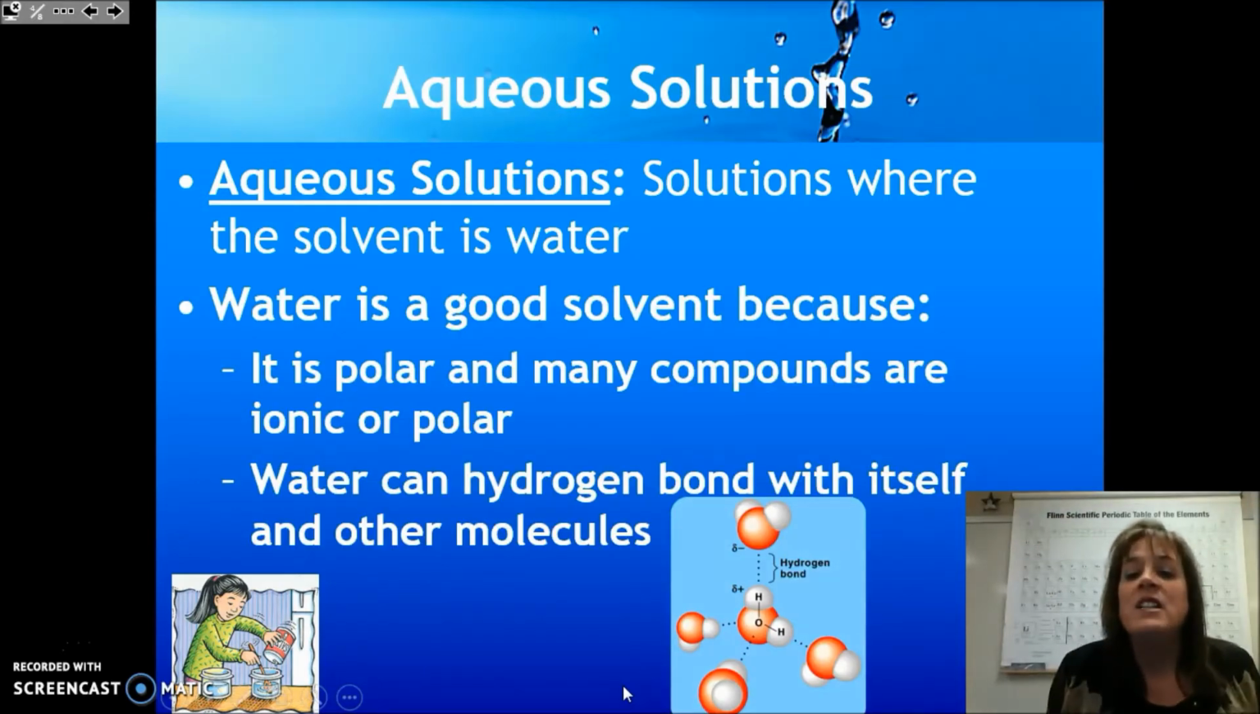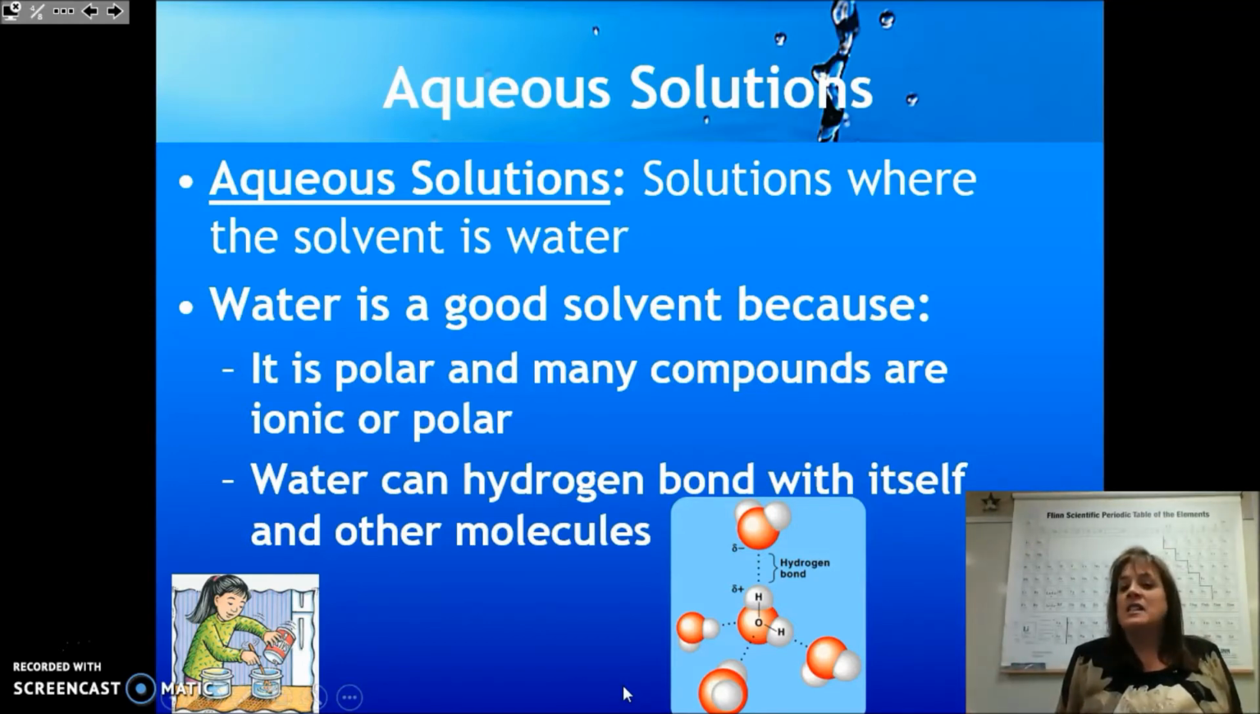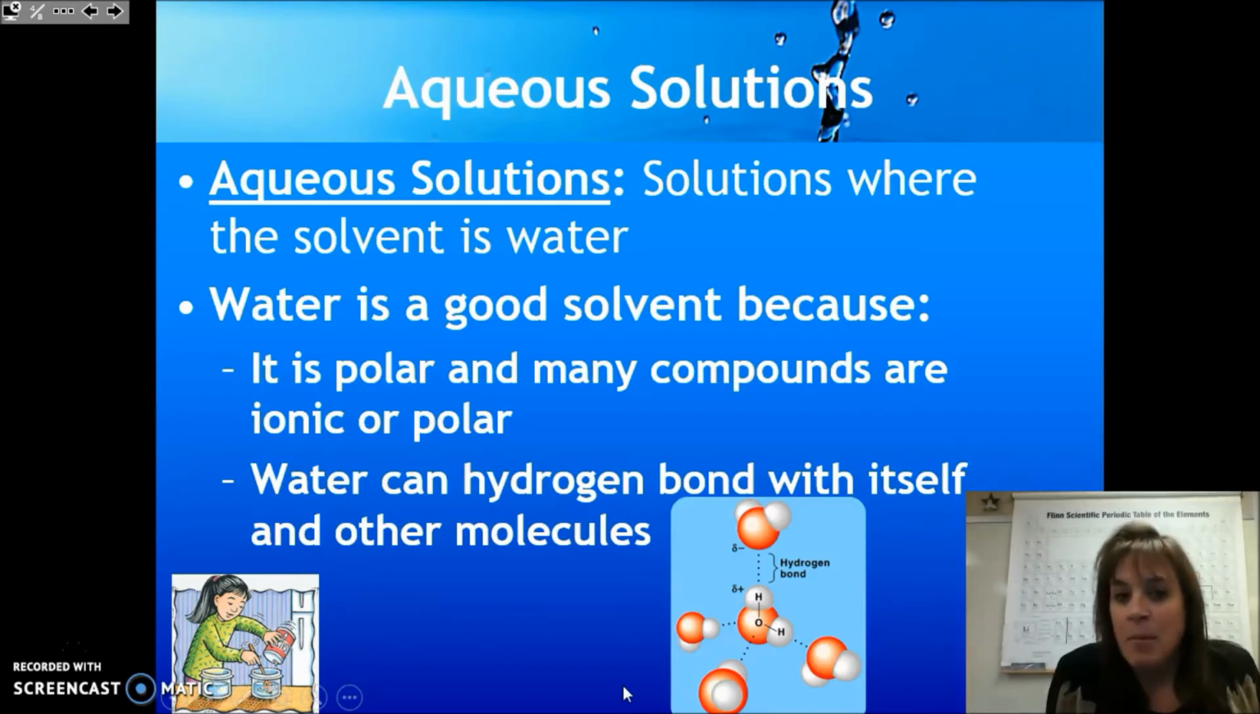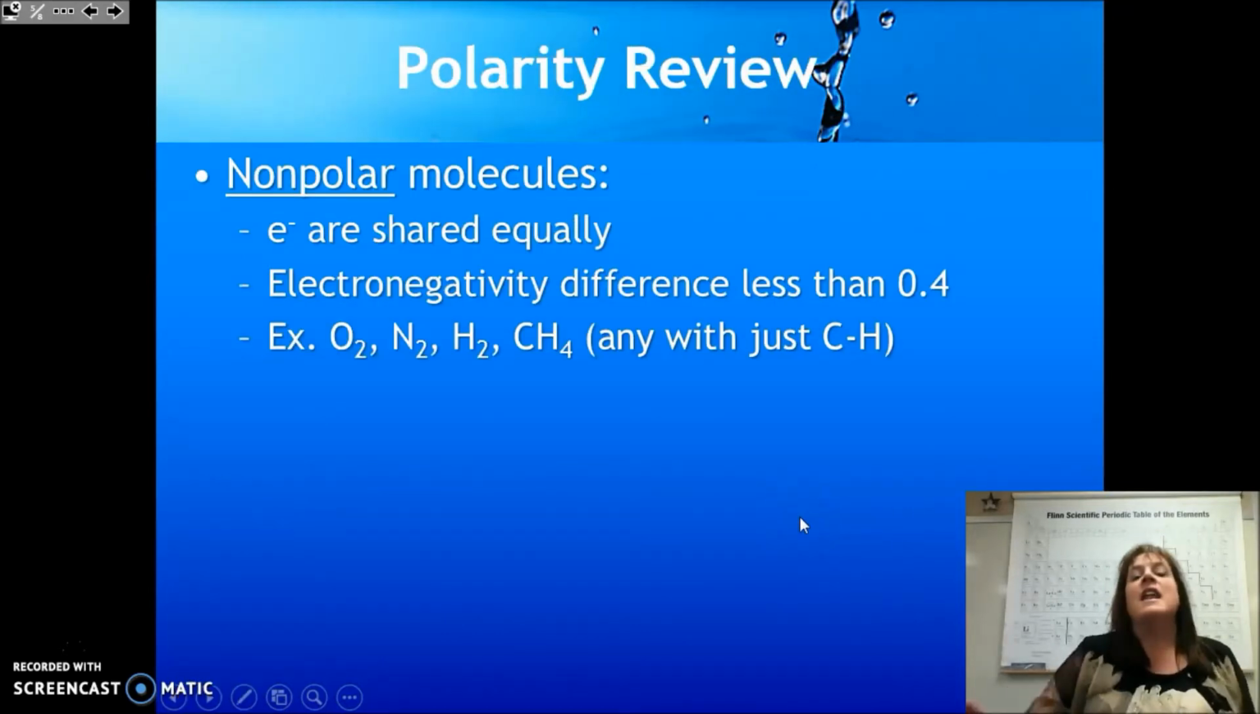Now, water is a great solvent. It's a great solvent, one, because I got a lot of it. But it's wonderful because it's polar, and many, many compounds that we experience are also polar or ionic. The other thing that's great about water is that it can hydrogen bond with itself or other molecules. Now, we haven't really talked about what hydrogen bonds are. We'll do that when we talk about intermolecular forces in another unit. You do need to know, though, that water can hydrogen bond, and hydrogen bonding allows it to be a great solvent.